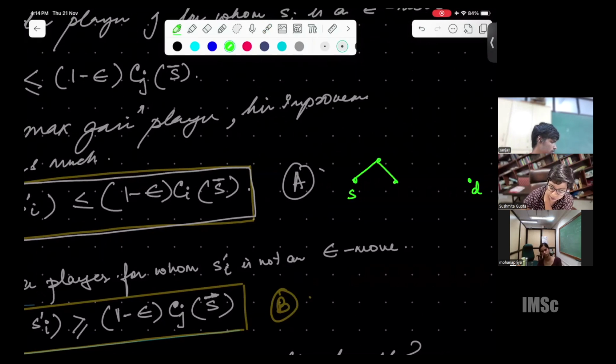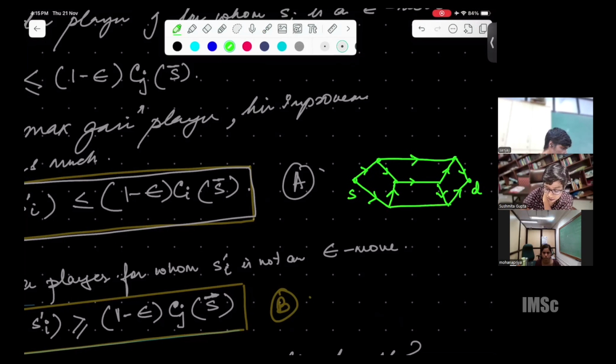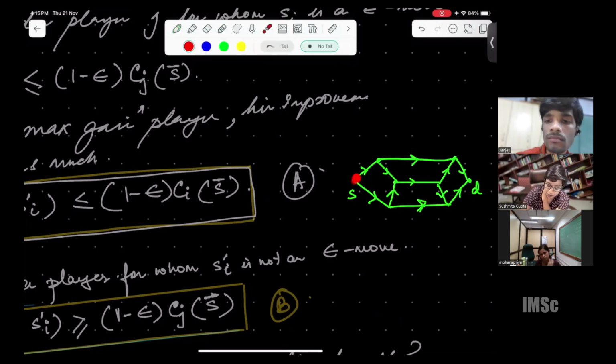This is one path. This top is also one path. How many paths do you see from S to D? One path, two paths, three paths, four paths, right? Actually many more than four paths. There are lots of them, but they're all from source S to destination D.